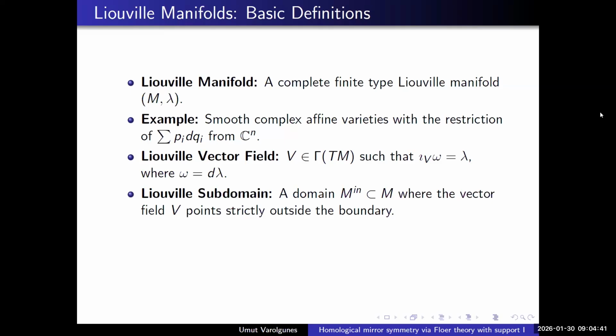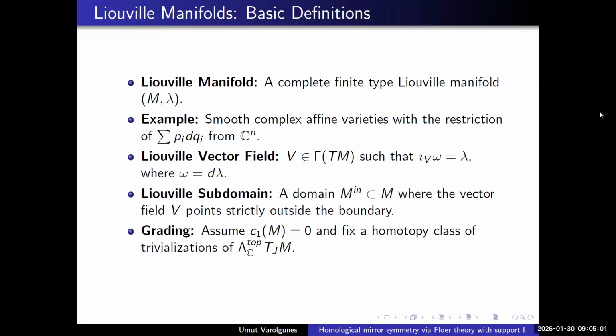Okay, so that's my basic ambient manifold, and I will try to restrict to Liouville subdomains until the very end. A Liouville subdomain is a compact domain inside my Liouville manifold such that the Liouville vector field points strictly outwards. I work in the graded setup, so I assume that the first Chern class is trivial, c_1 = 0, and I fix grading data. If you know what this is, great. If you don't, I can equip my invariants with Z gradings with this data.